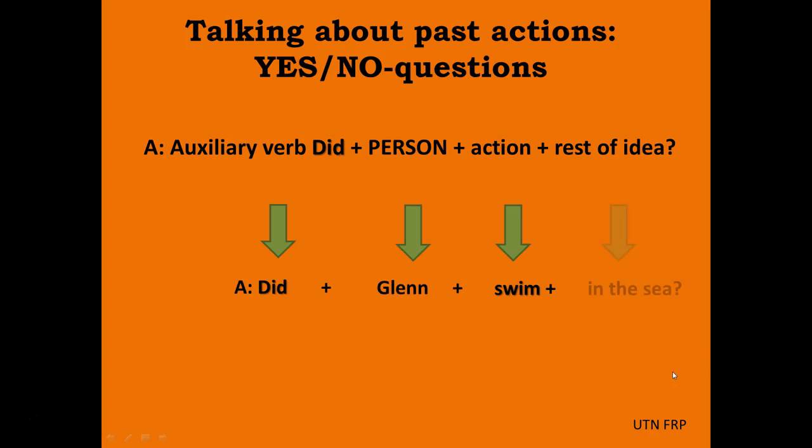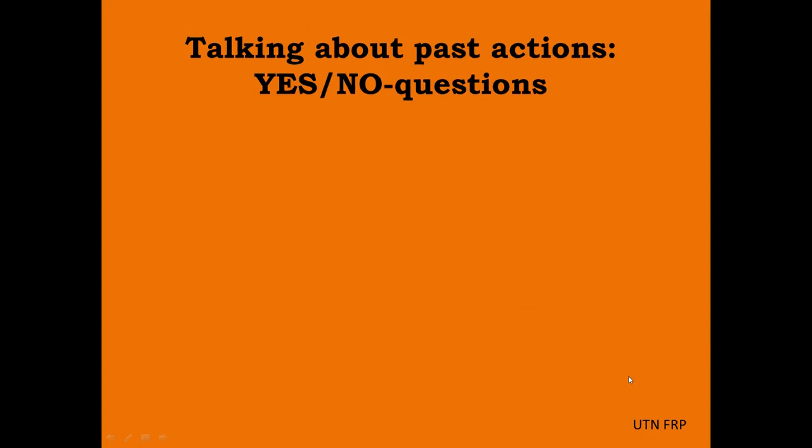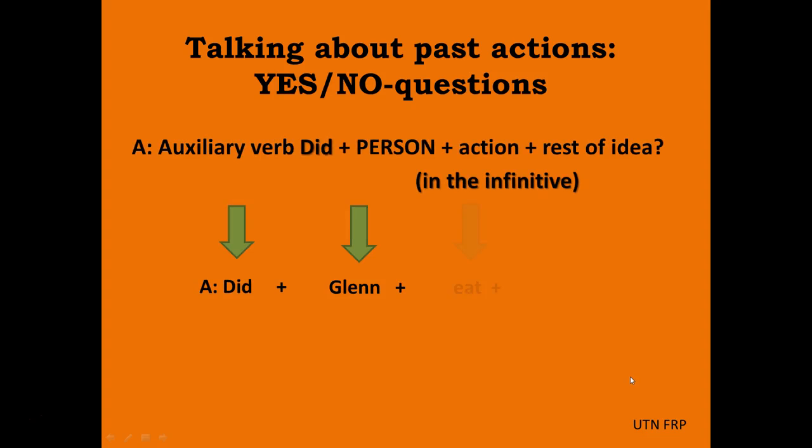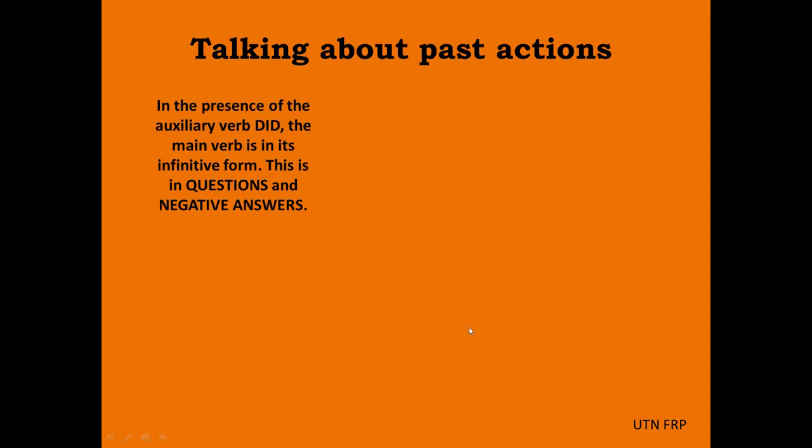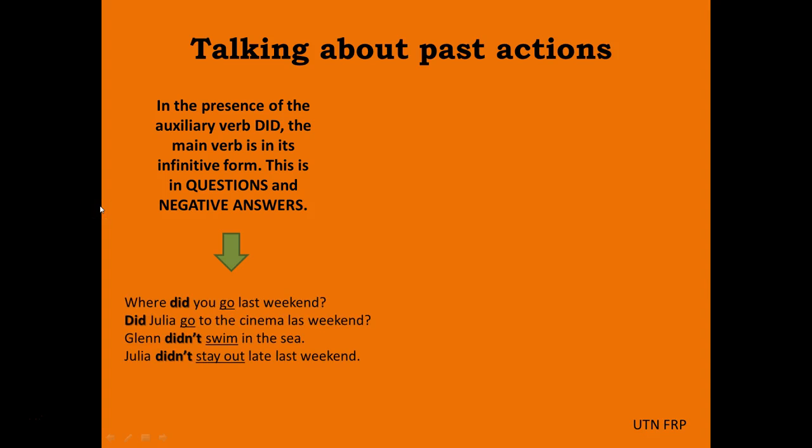So, for example, we say, did Glenn swim in the sea? No, he didn't. Did Glenn eat fish and chips? Yes, he did. So as we can see, we have the auxiliary verb did, the verb in its infinitive form. Then, when we talk about past actions, when we are in the presence of the auxiliary verb did, the main verb is in its infinitive form. This is in questions and negative answers.